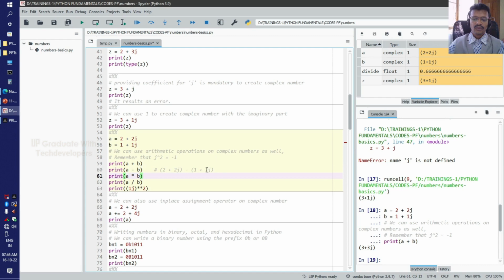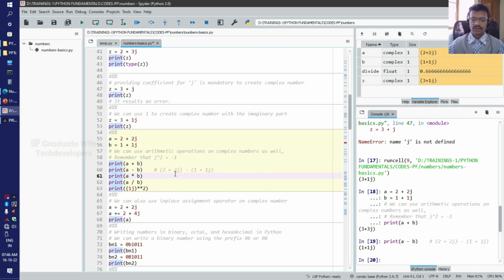If you have a negative number here, then minus into minus becomes positive. Then instead of subtraction, addition will take place. Okay, so please remember the complex numbers subtraction will happen like this. Addition will also take place in this manner only. Let us see what is the result. Yes, 2 minus 1 is 1 and 2j minus 1j is nothing but 1j.